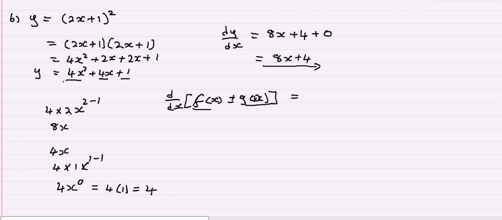So this will be the derivative of 4x² + 4x + 1. The derivative of 4x² is 8x. The derivative of 4x is 4. The derivative of a constant is 0, according to the rules that we have stated above. So let's look at number C.